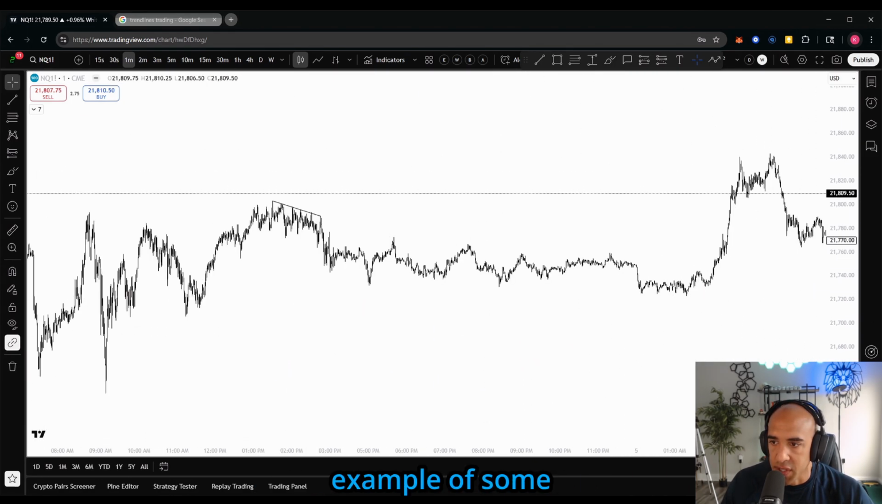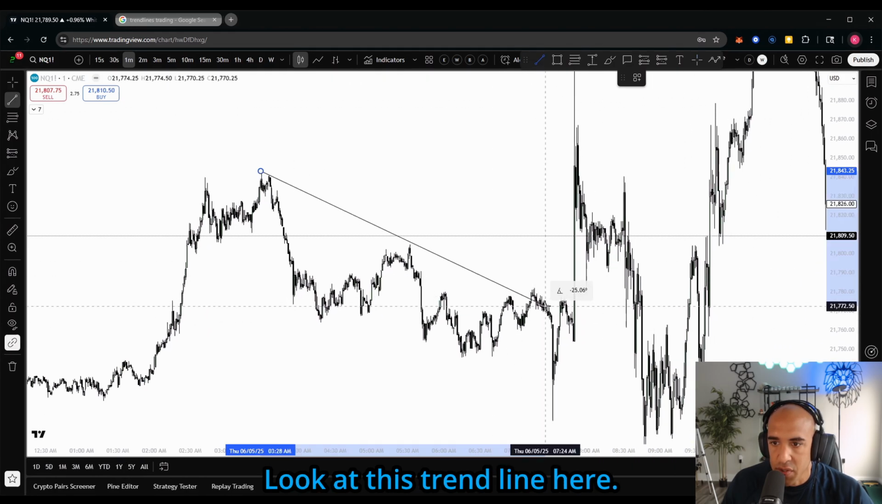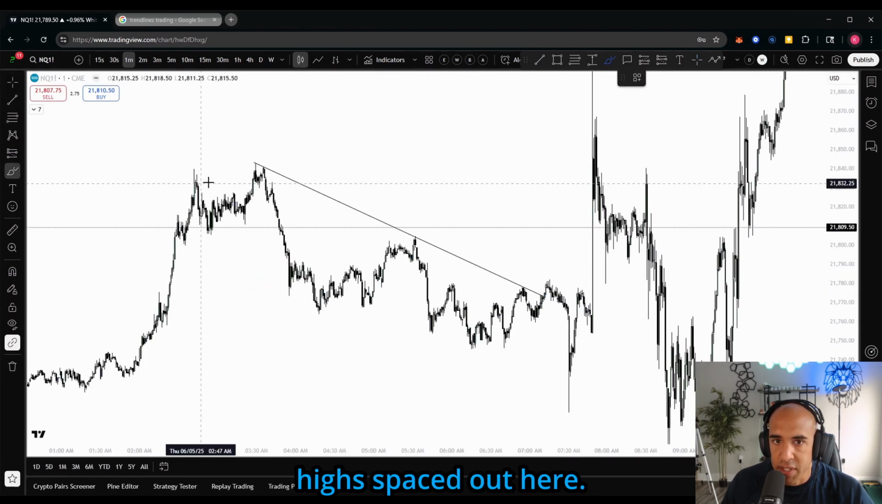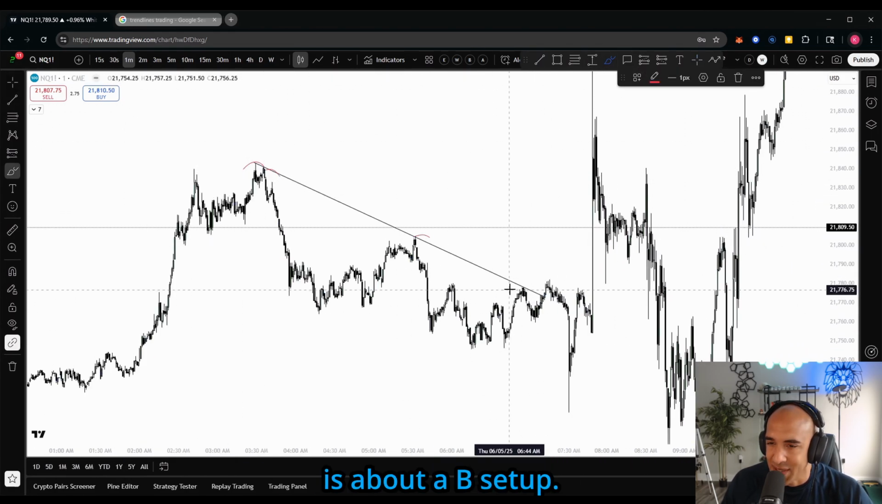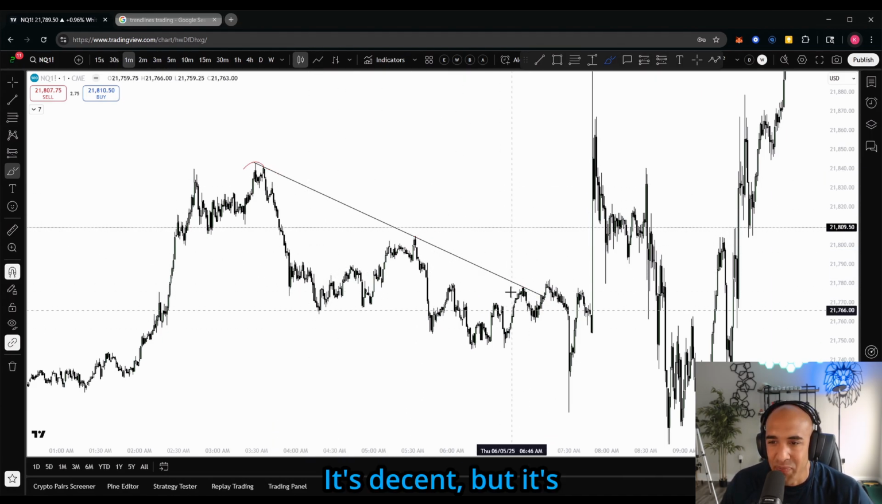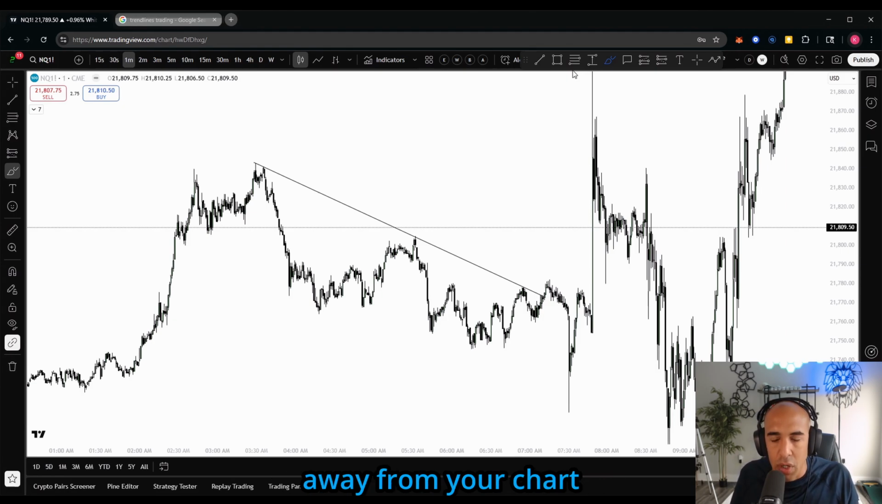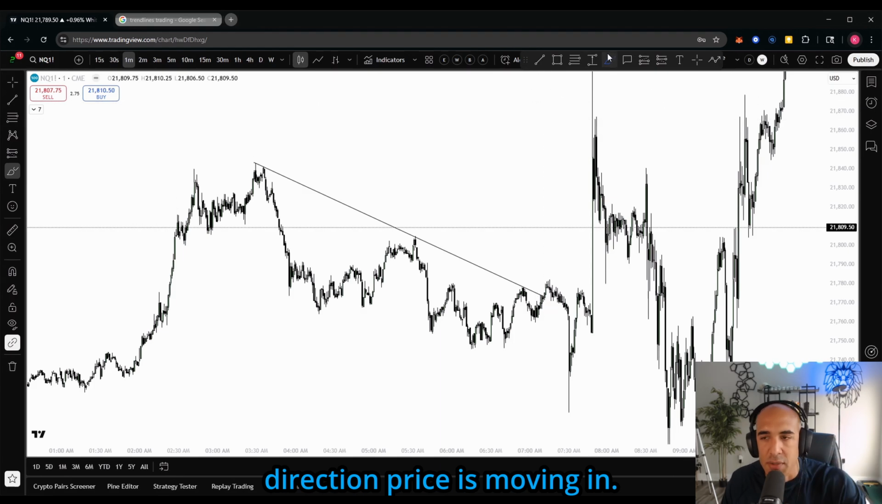And I want to show you an example of some what not to do's and some bad examples. So here's one here. Look at this trend line here. Yes, we have the highs spaced out here. This trend line, I would say, is about a B setup. It's a B grade. It's decent, but it's not the most obvious. You should be able to step away from your chart and really see this trend line pop out to you. It should be very clear what direction price is moving in.